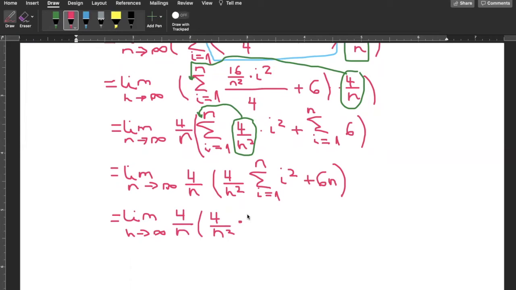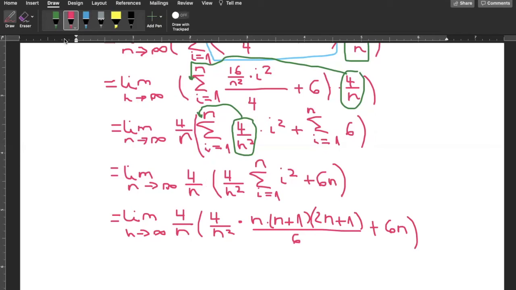So the formula was, when you have the square, n plus 1, 2n plus 1, and then it is the whole thing divided by 6. And then we have that 6n over here.